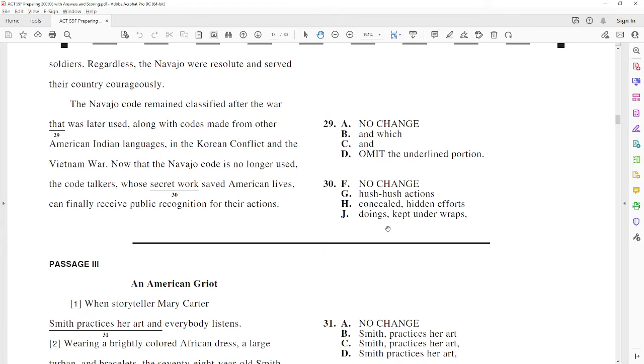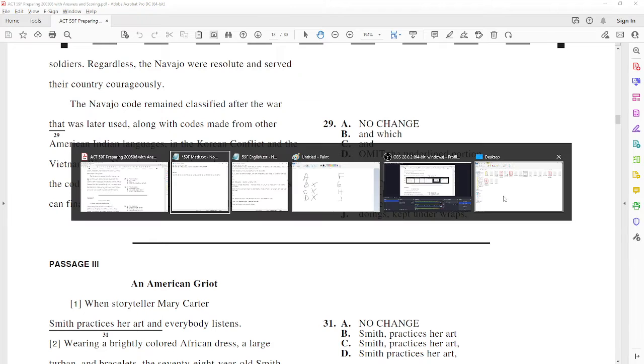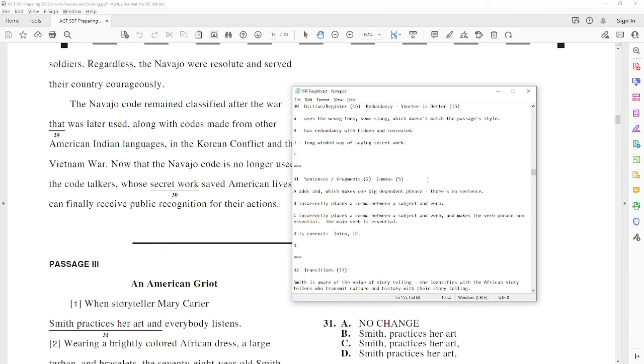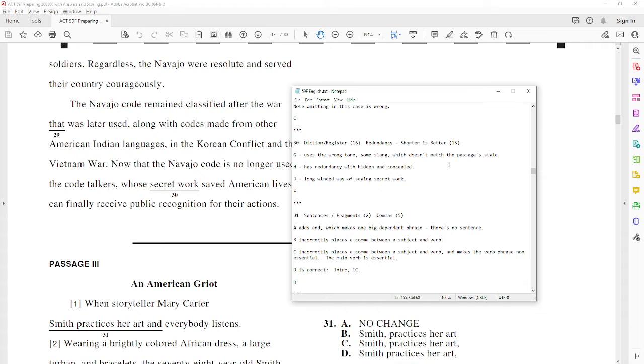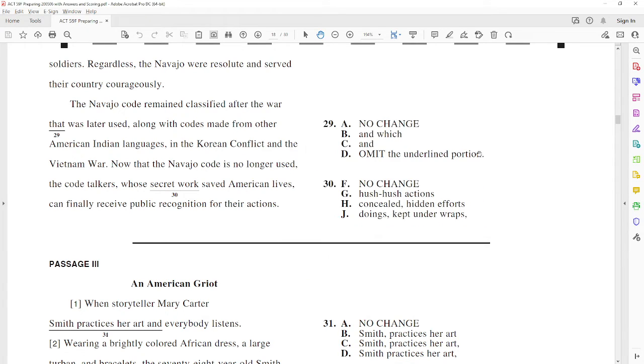Doings, whose doings kept under wraps saved American lives. Well, kept under wraps is a long way of saying secret. Doings is kind of an informal way of saying actions. So this is too informal with doings, and I think kept under wraps is also too informal, and then it's also too long. So let's see. 30, the question has to do with diction and register, Chapter 16. Redundancy, shorter is better, Chapter 15. The correct answer is F.